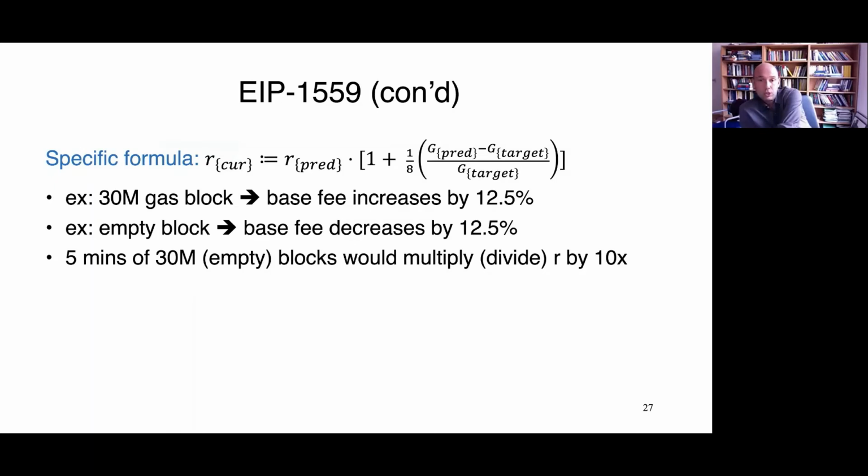Okay, and so that's how the top-to-bottom process is going to work. It's actually not going to look at the bids in the previous blocks at all. It's just going to look at how big the blocks were. Big blocks, price goes up. Small blocks, price goes down.